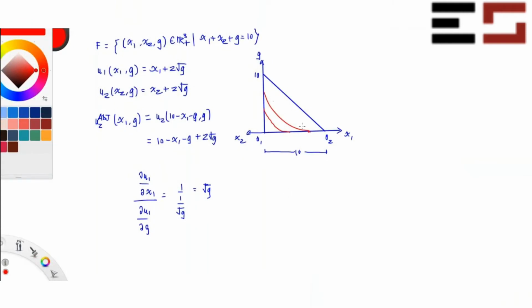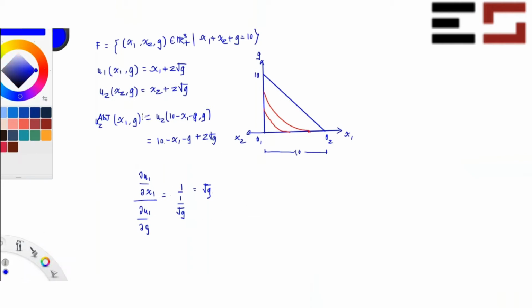And they'll have intercepts, because as we have seen, if you put x1 equal to 0, you can figure out what g it is, and if you put g equal to 0, you're going to figure out what x1 it is. They are not asymptotic.